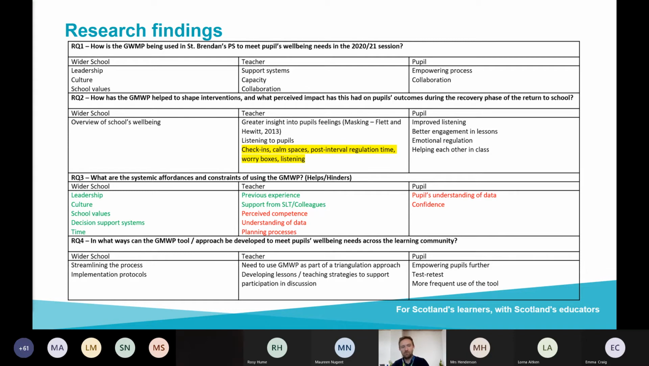So that's just a flavour of some of the research findings. There will be further research findings that are still to be written up, but that gives you a sense of what the research was saying in the August to December part of the last session. So if we can move on.